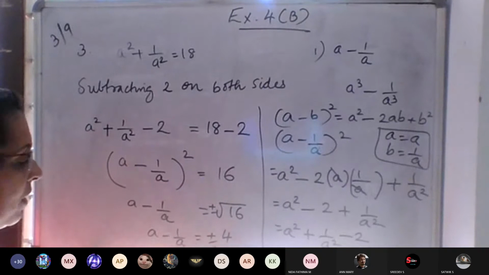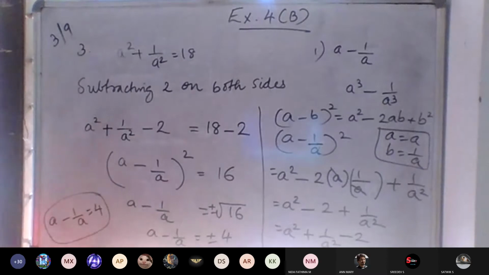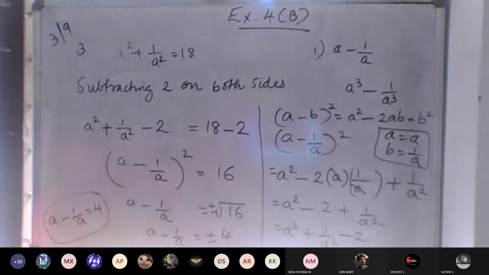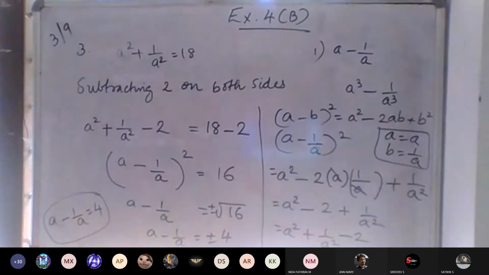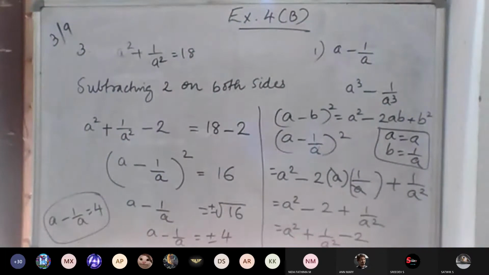We will consider only positive values. If we take positive values, a minus 1 by a is equal to 4. That is our first part. Okay, take only positive values. Any doubt in this? Can we do the second part? a cube minus 1 by a cube.